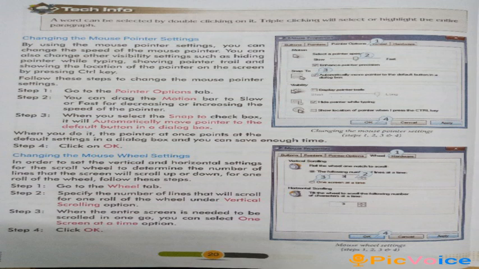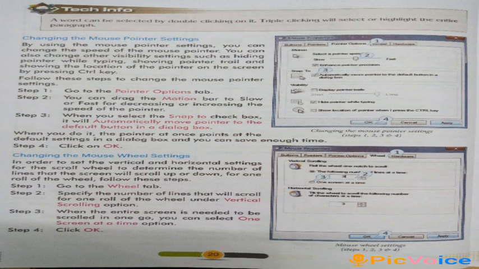Step 3. When you select the Snap To checkbox, it will automatically move the pointer to the default button in a dialog box. When you do it, the pointer at once points at the default settings in a dialog box and you can save enough time. Step 4. Click on OK.